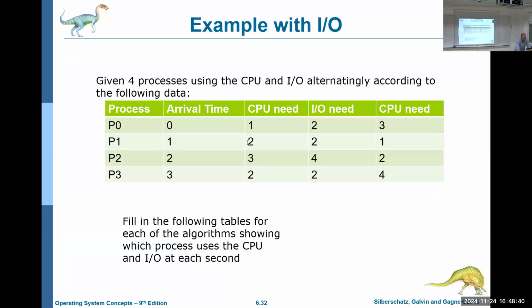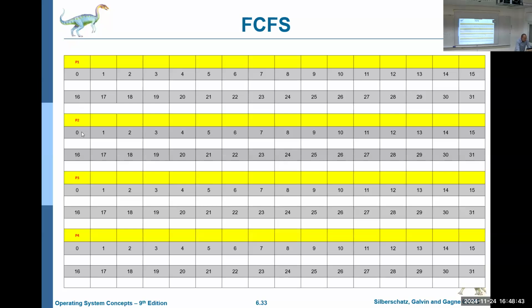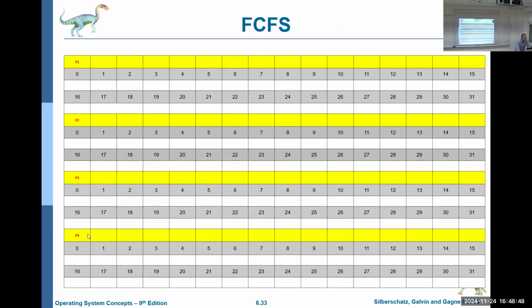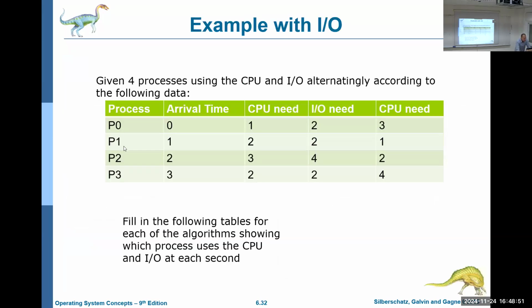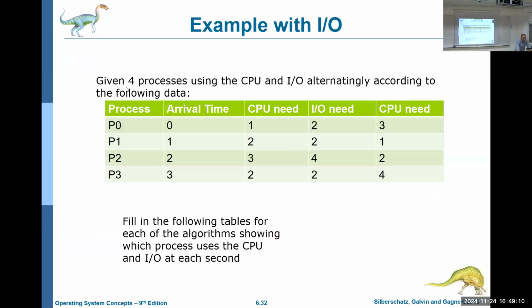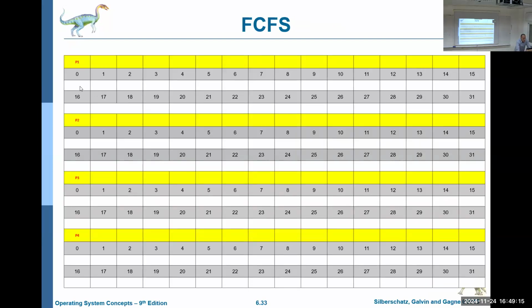So for example, in this case, P1. Actually, wait a second. There's a mistake here because here they're called 0, 1, 2, 3, and here they're called 1, 2, 3, 4. So we should really change this to 1, 2, 3, 4. For example, arrival time is 0, CPU need is 1. So we'll write here at time 0 CPU. Then we'll write here IO. And will we write IO in the next box? Well, it says 2 IO, so yes, IO. So we're definitely going to write CPU, IO, IO.